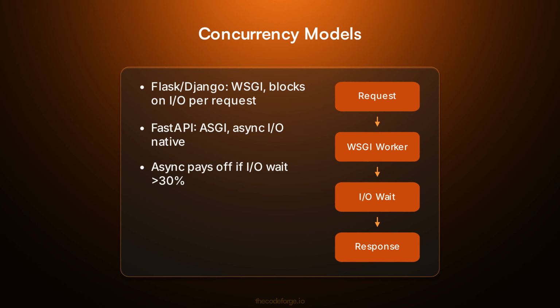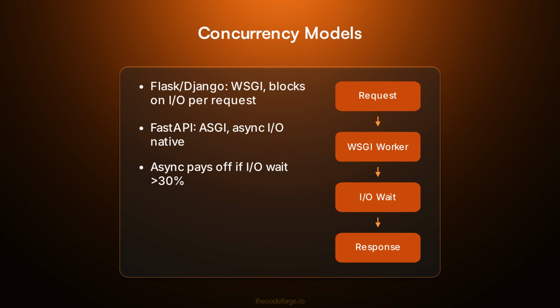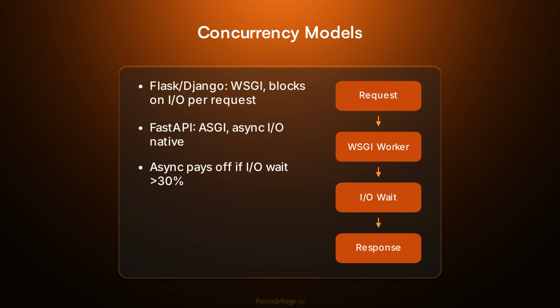Flask and Django run on WSGI. Each request ties up a worker thread. FastAPI uses ASGI and AsyncIO, so one process can handle many concurrent requests while waiting on databases or APIs. But async only helps IO-bound tasks, not CPU-bound ones.